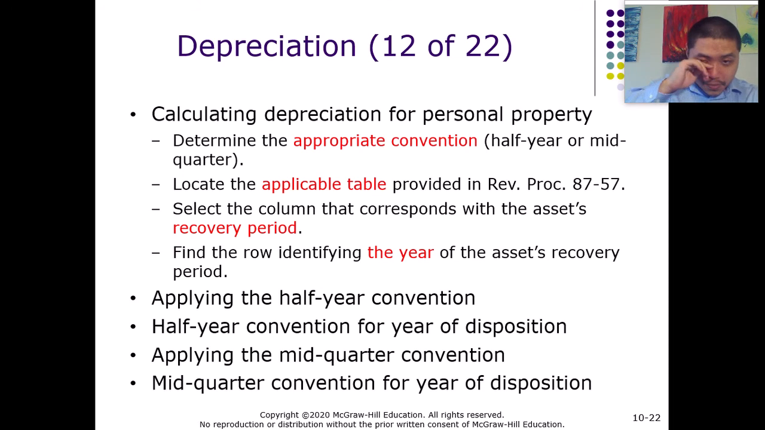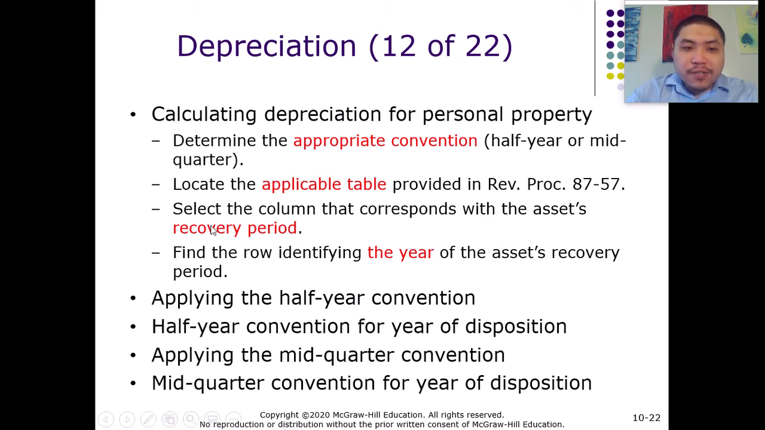So how do we calculate depreciation? Here are the 4 steps that we can use, right? First of all, we determine the appropriate convention, whether it is the half-year or the mid-quarter convention. The second step is to locate the applicable table based on the convention. There are some predetermined, pre-calculated tables that we can use to determine the percentage, right? So that's the second step.